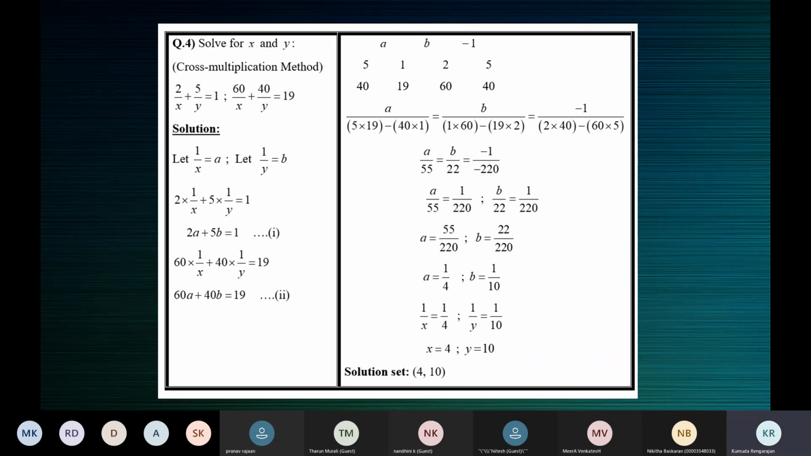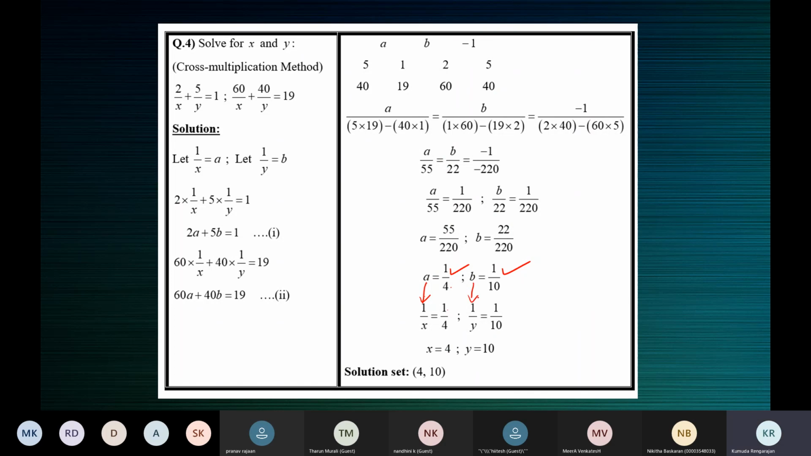So I think till here it should be fine. Till here, A is equal to 1 by 4, B is equal to 1 by 10. But what is A? A is nothing but 1 by x. If A is 1 by 4, that means 1 by x is 1 by 4.